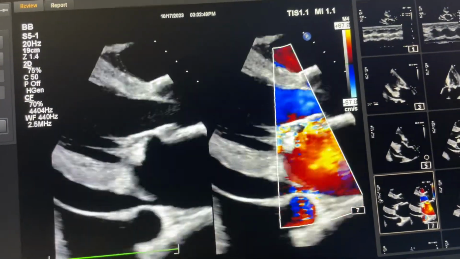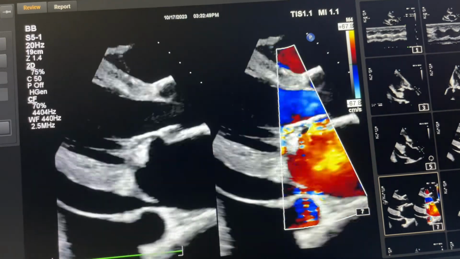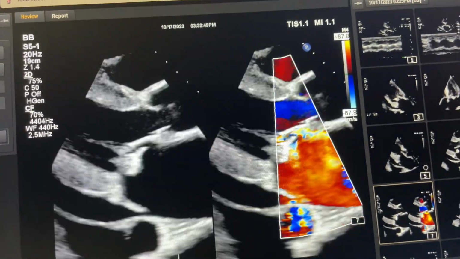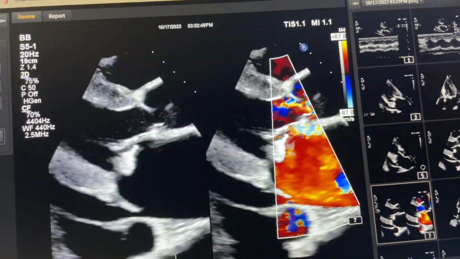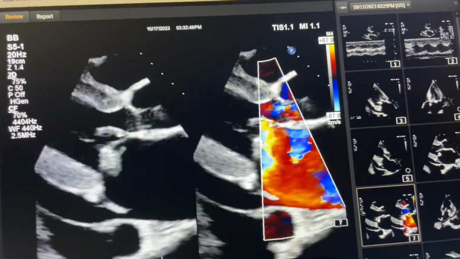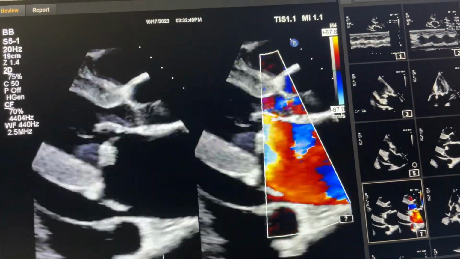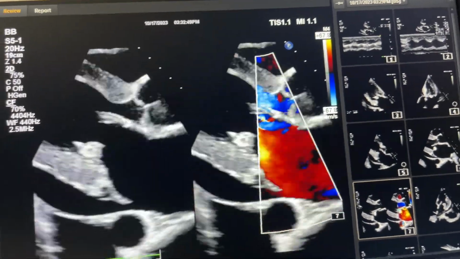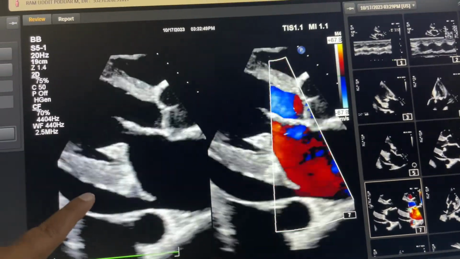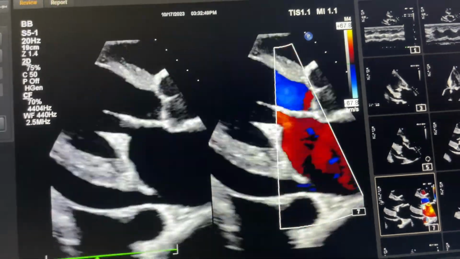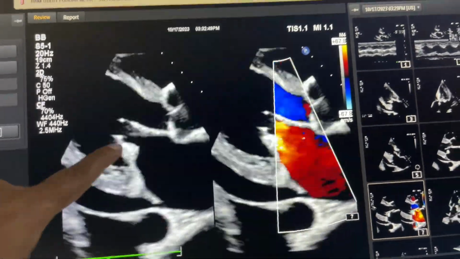So in this case what we have learned is how to differentiate between pleural effusion and pericardial effusion. Posterior to descending aorta in short axis transverse view, posterior to descending aorta is the pleural effusion, anterior to descending aorta is pericardial effusion.